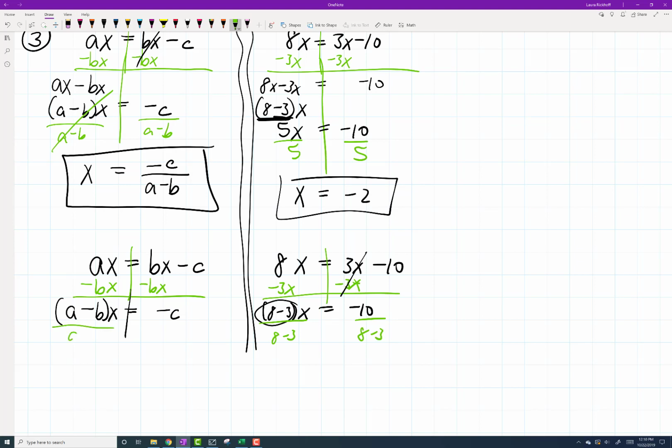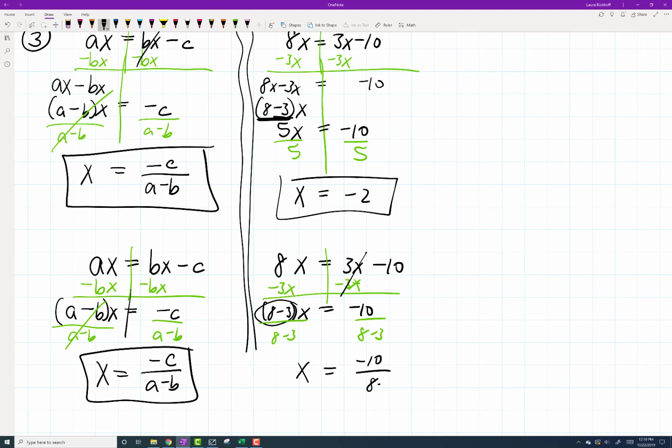And then the last step to get rid of that, we just divide by the 8 minus 3. So we just divide by that. And then this is just negative c over a minus b. And this is negative 10 over 8 minus 3, which we know is negative 10 over 5, which we happen to be able to do as negative 2.